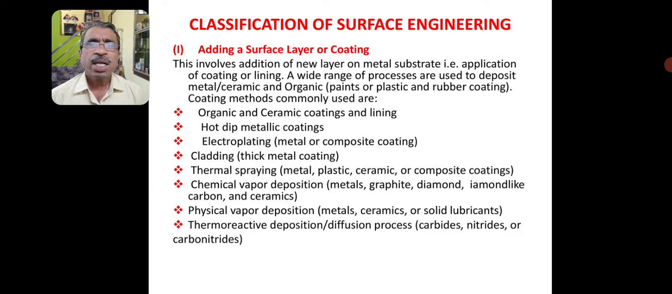composite coating, cladding, which means thick metal coating, thermal spraying, that is metal, plastic, ceramic or composite coatings, chemical vapor deposition, that is metals, graphite, diamond, diamond-like carbon, and ceramics deposition. Physical vapor deposition includes metals, ceramics, or solid lubricants. Thermoreactive deposition or diffusion process, where the carbides, nitrides or carbonitrides are generally used.